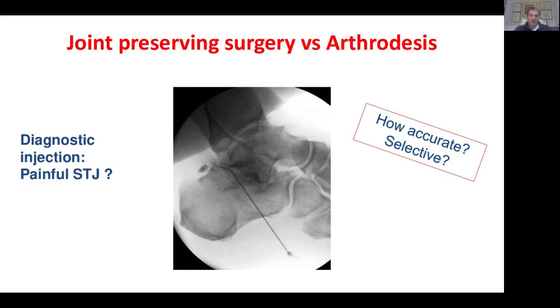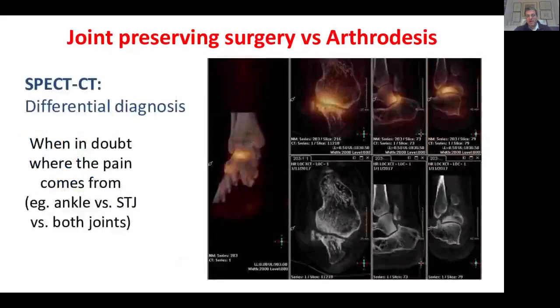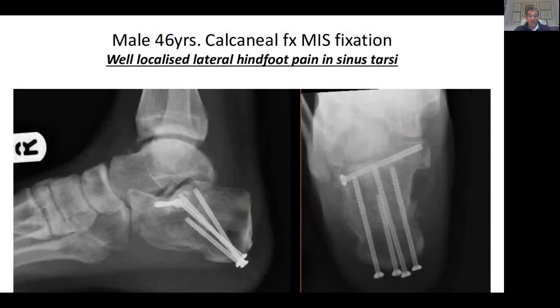Now, how do we decide whether we fuse the subtalar joint or not? Let's say selective injections. Are they really selective? Is that accurate? I would say, because there is spread to the surrounding joints, it is probably best to use a SPECT CT scan to see where the pain is coming from, to see which parts of the hindfoot are really hot on the scan.